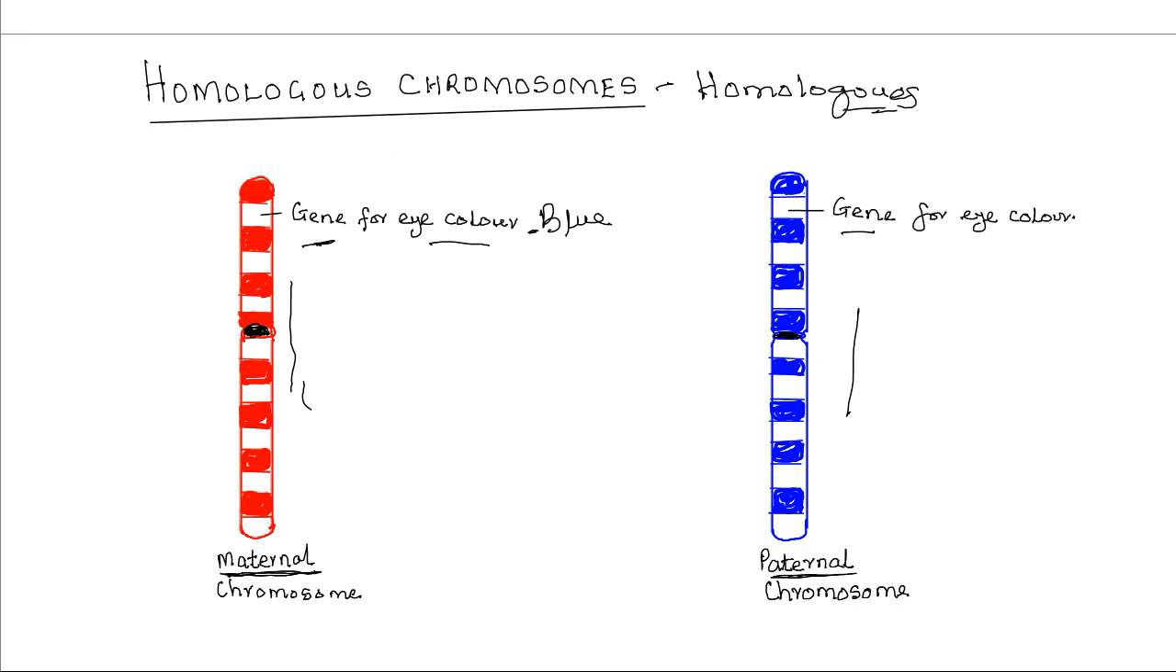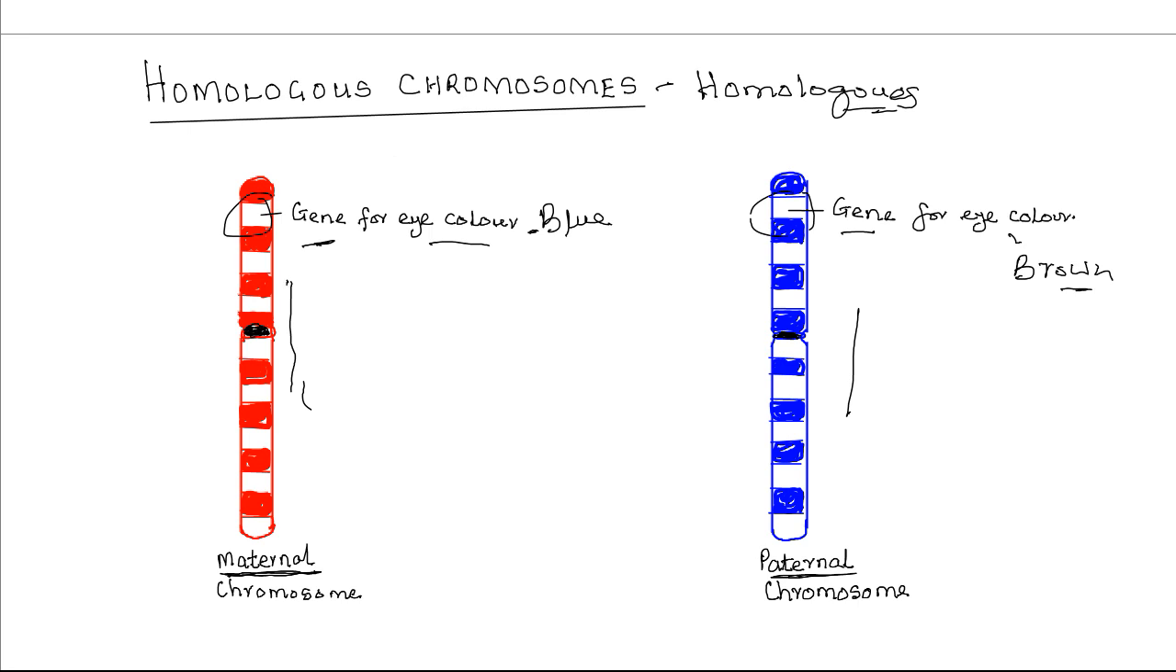At the similar spot on the other chromosome that is homologous, you may have the gene for blue eye, or it may be the gene for, say, brown eye. So the eye has brown color. But in both cases, the gene at this particular spot is responsible for the characteristic of the eye color.